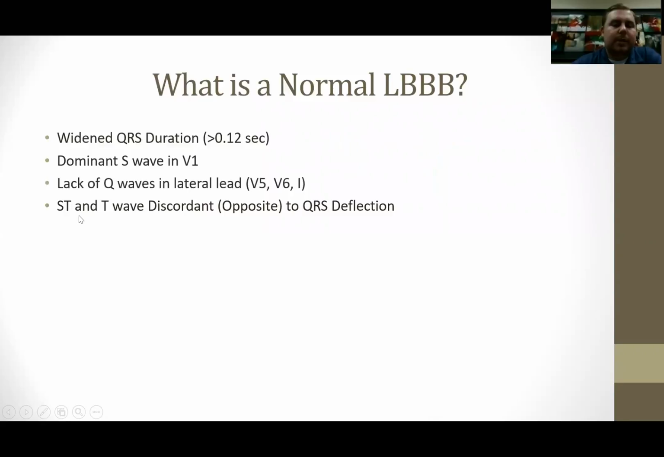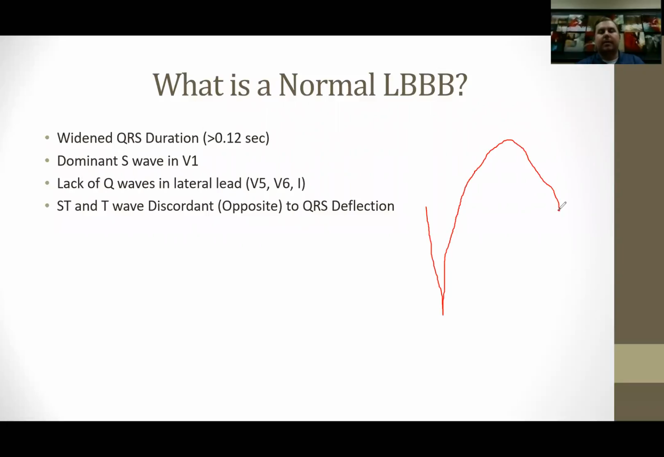And what's normal is your ST changes and T wave changes should be discordant, so opposite of the QRS deflection. So if the QRS is pointed downward, a wide QRS, you would expect there to be ST elevation and a positive T wave over here. The same thing's opposite is true. So if you have a positive wide QRS in the left bundle branch block, you'd expect to have ST depression and then T wave inversion.